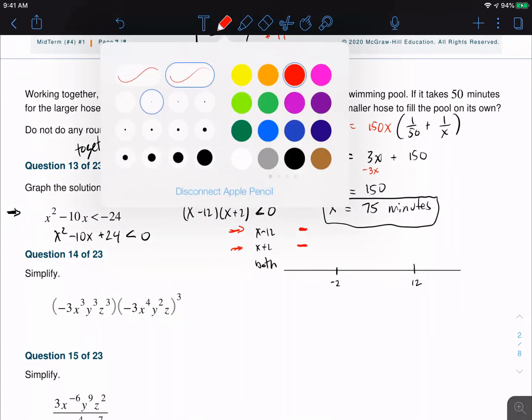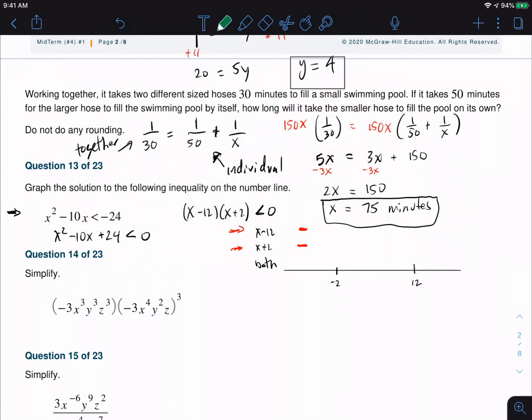Now, when they're multiplied together, what am I going to get there? A positive, right? So that's going to be a positive for both. And like I said, that's the one that's going to matter. So now in between, let's pick a number like 0. 0 minus 12 is going to give us a negative number, and then 0 plus 2 is going to give us a positive number. So when they're both multiplied, that's going to give me a negative number.